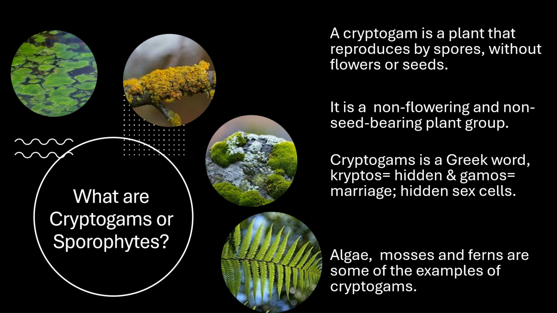Now let us look at cryptogams. What are cryptogams or sporophytes? A cryptogam is a plant that reproduces by spores without flowers or seeds. It is a non-flowering and non-seed-bearing plant group. Cryptogams comes from the Greek word kryptos, meaning hidden, and gamos, meaning marriage, so hidden sex cells. Algae, mosses, and ferns are some of the examples of cryptogams.